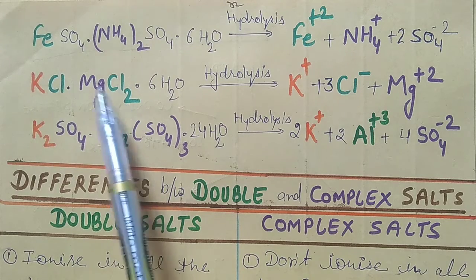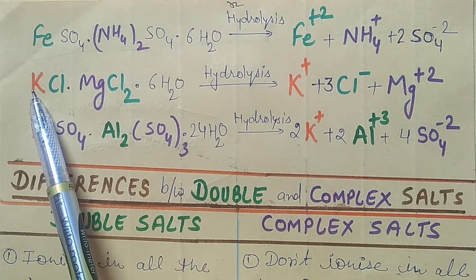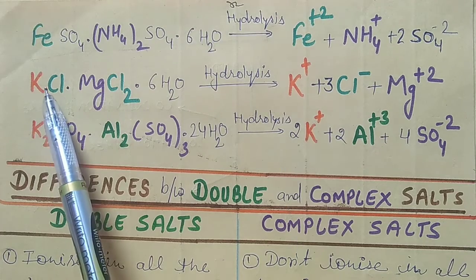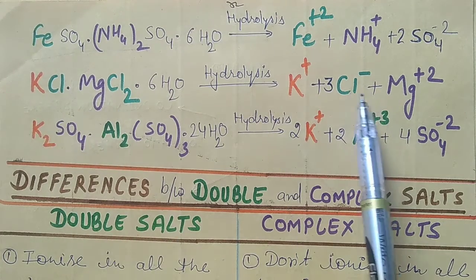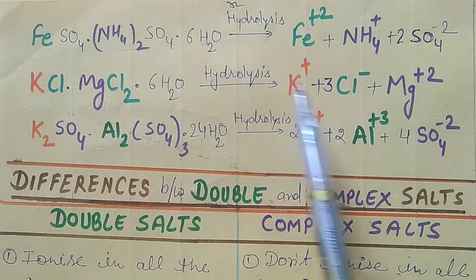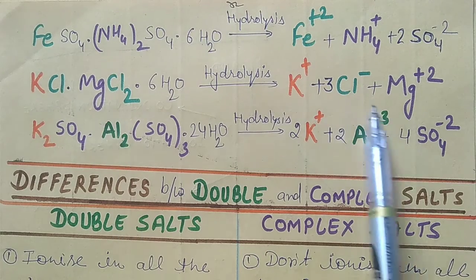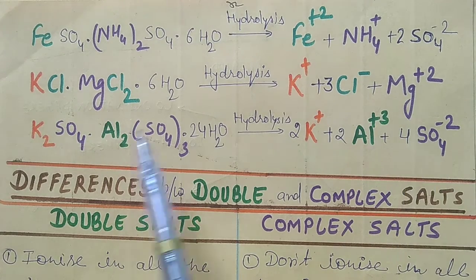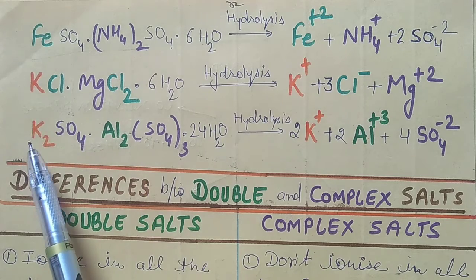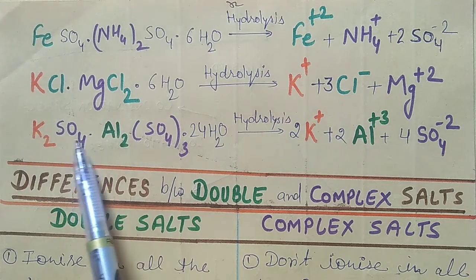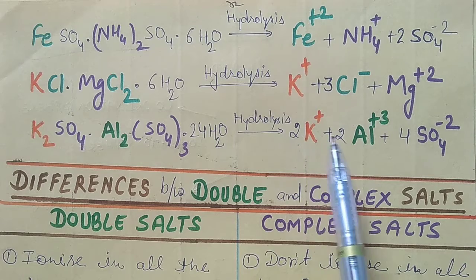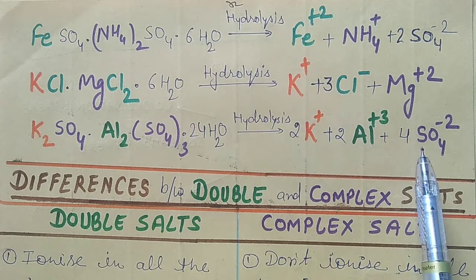Just like in carnallite, we have potassium ions, chloride ions, and since there is magnesium, we obtain Mg2+ ions. In potassium alum, potassium, aluminum and sulfate ions are present. Here also potassium, aluminum and sulfate ions are present.